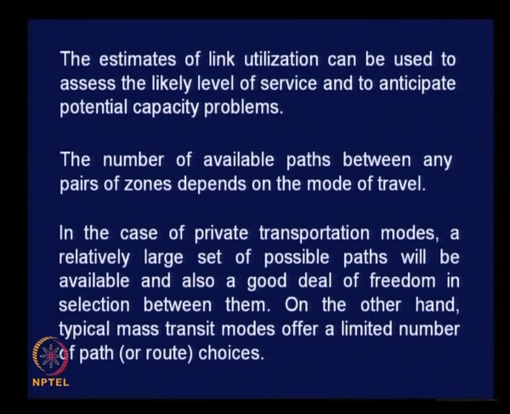On the other hand, typical mass transit modes, for example bus, offer a limited number of path or route choices. It could be bus or even train. The routes are fixed, so you can take maybe, to go from here to T Nagar, either 5B or 47 series buses. You cannot take any bus you want to go to that destination, because that mode gives you only a few choices, right.